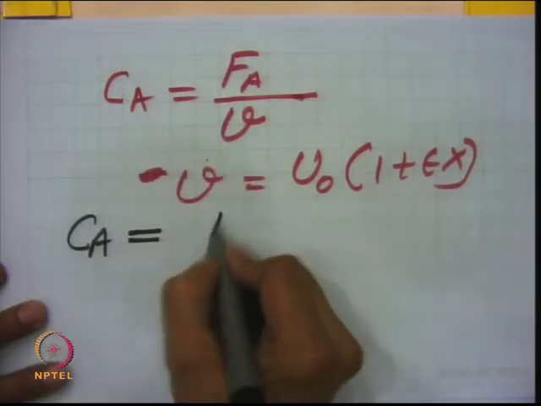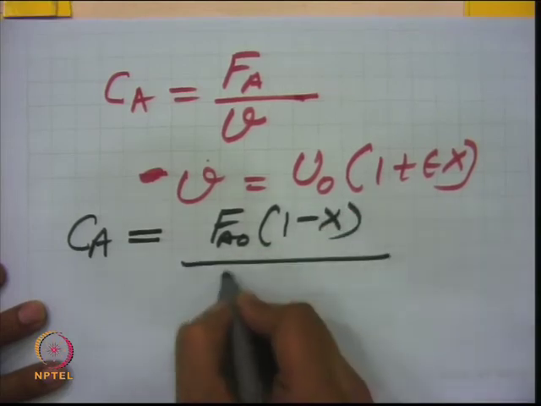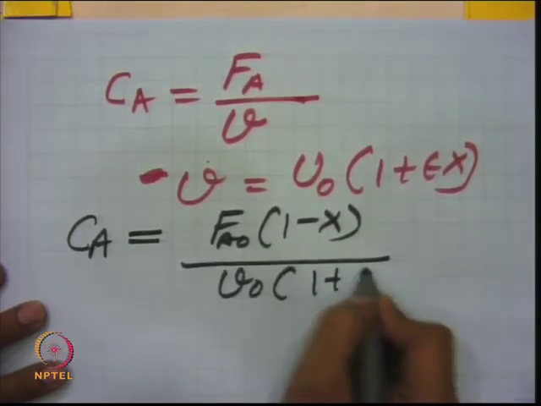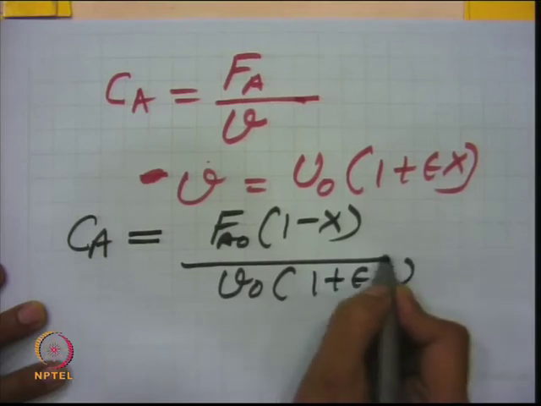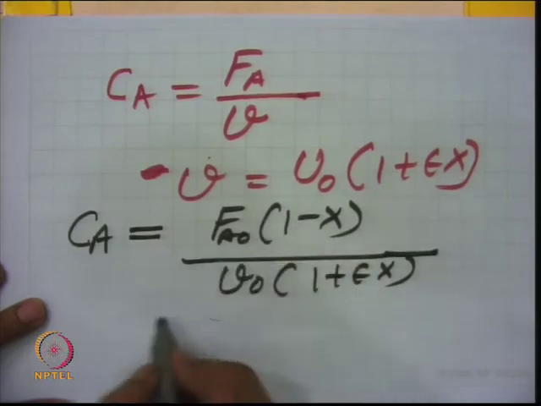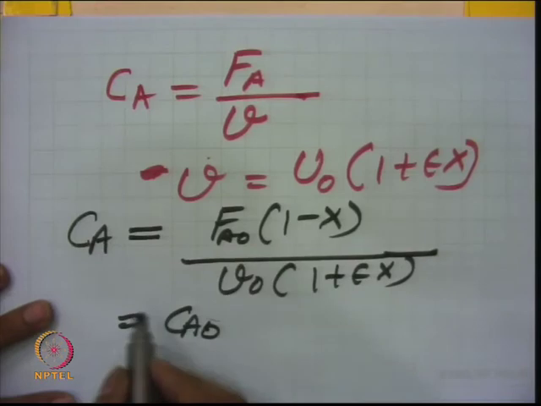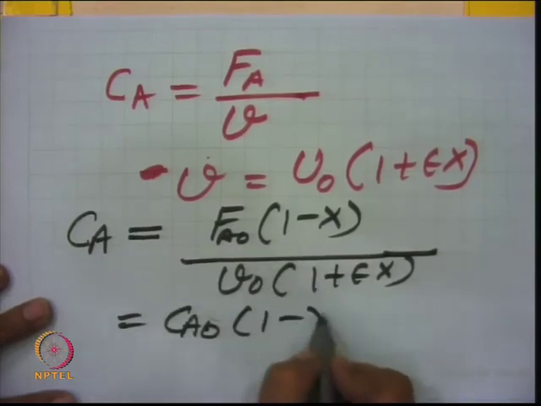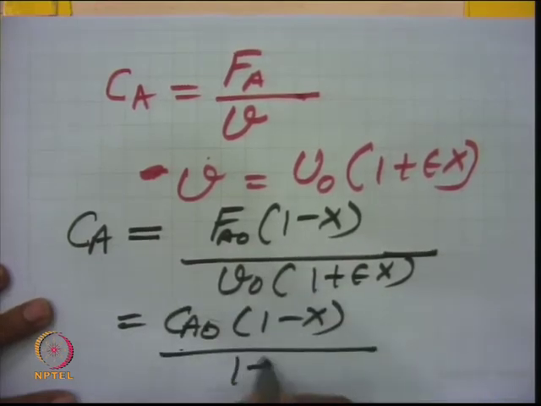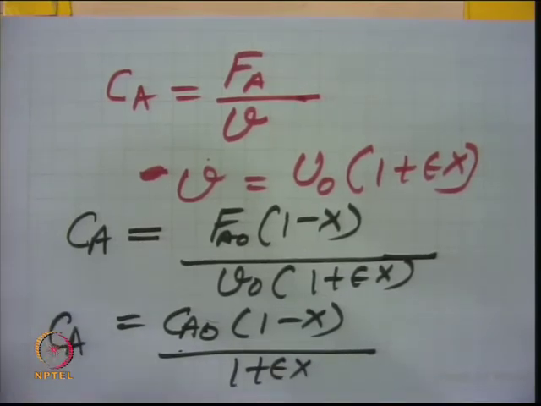Now once V is defined by this, let us see how Ca changes. So, Ca is F A, which is F A naught (1 minus x), divided by V, which is V 0 (1 plus epsilon x), the fractional change in volume. And F A 0 over V 0 is your initial concentration Ca 0, right, and this is (1 minus x) over (1 plus epsilon x). And once you define concentration, the pressure can be related to that.